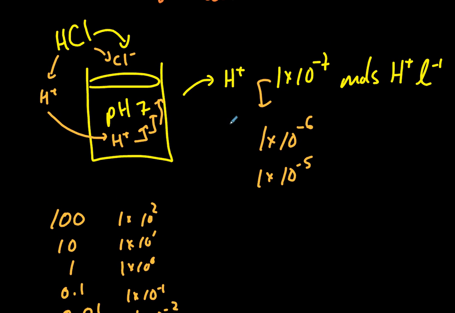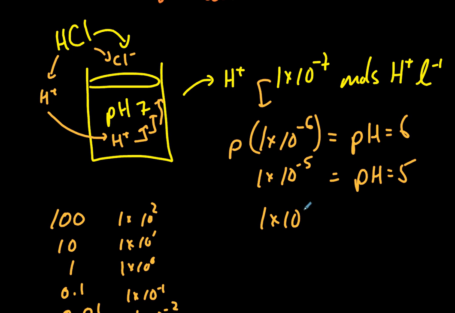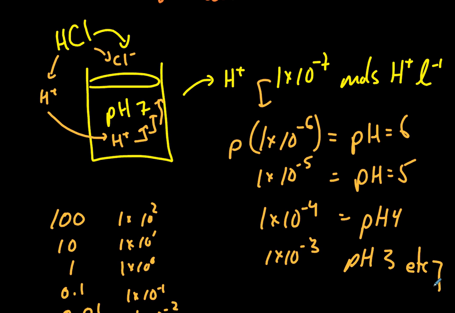But if we put the p in front of it, we want the negative log of this number. What comes out the other end? Well, the pH equals 6 if we add more of this. Then the pH equals 5 if we add more. As I add more and more acid into the water, the pH gets lower and lower and lower, doesn't it? Etc. So we're going to finish off tomorrow with, well, what happens if instead of adding acid, I add something with this on it? What's going to happen there? So that's for tomorrow.